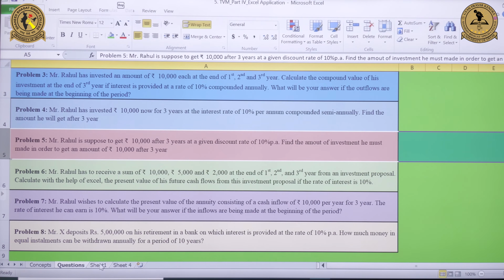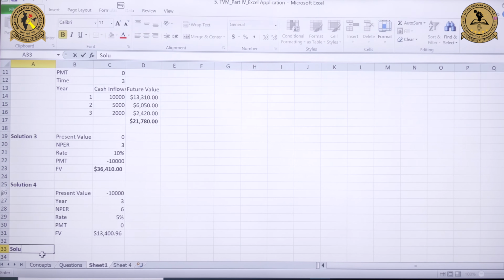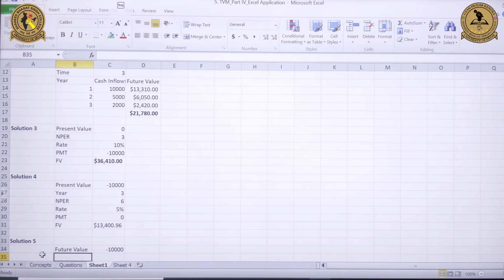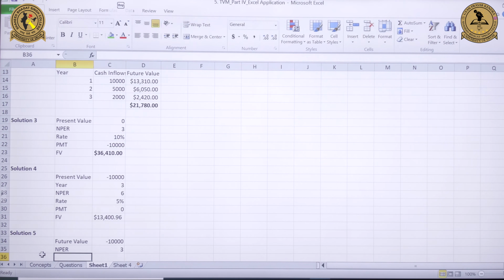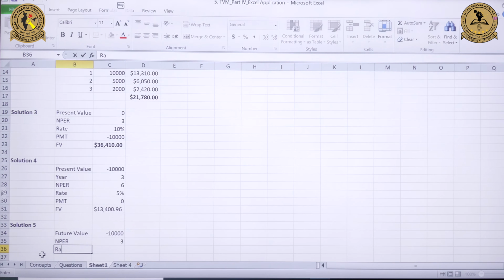Again, this is not a case of PMT, present value of a series of equal cash flows. This is a perfect case of present value of a single cash flow. This is your solution 5. So future value is minus 10,000. Again, in order to get a positive present value, I need to write a minus sign in front of future value. NPER is 3 years. Rate is 10%.